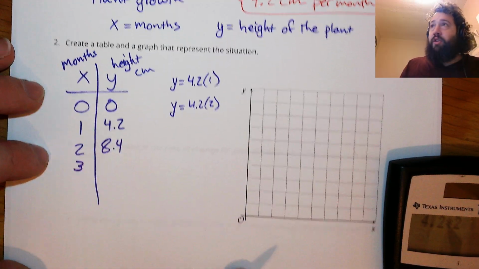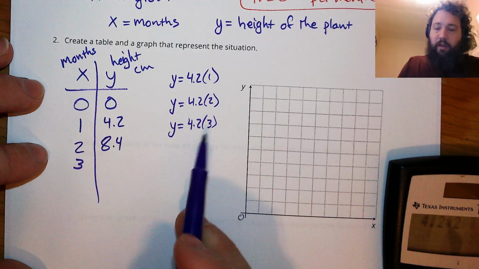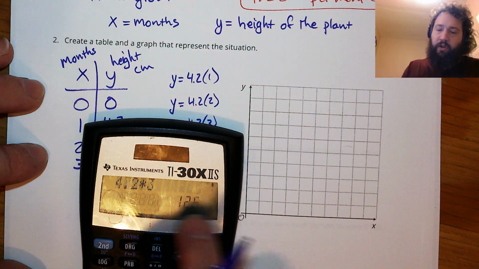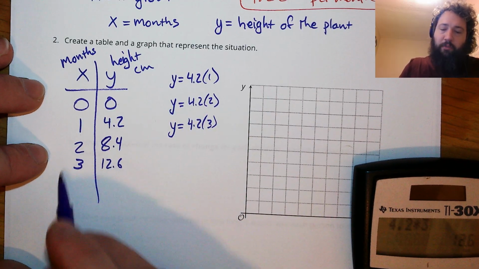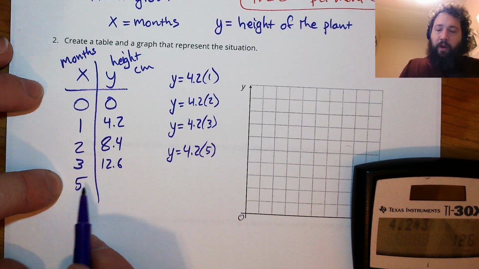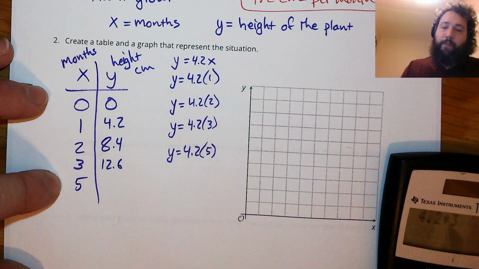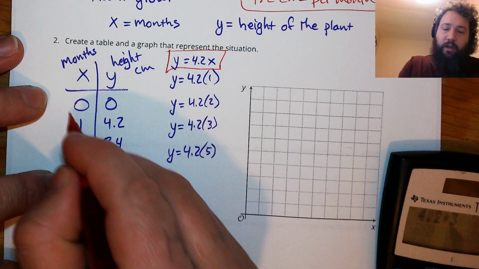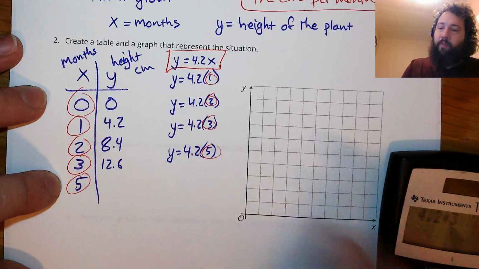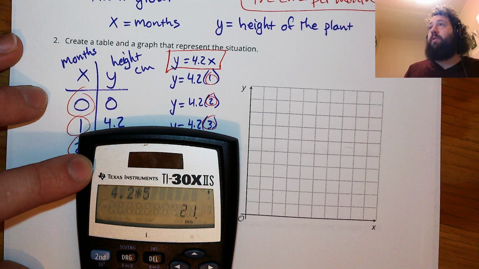I'm going to put a 3 in just to be thorough. And I would have y equals 4.2 times 3. And that's going to give me 12.6, I believe. You could check with your calculator. 12.6. And then maybe I'll jump a few and put in a 5. 4.2 times 5. I'm just plugging in. These are my x values. Remember, my equation looked like this at the beginning. This is my equation. These are my x values that I plug in here and here and here and here. If I put a 5 in, I get 21.